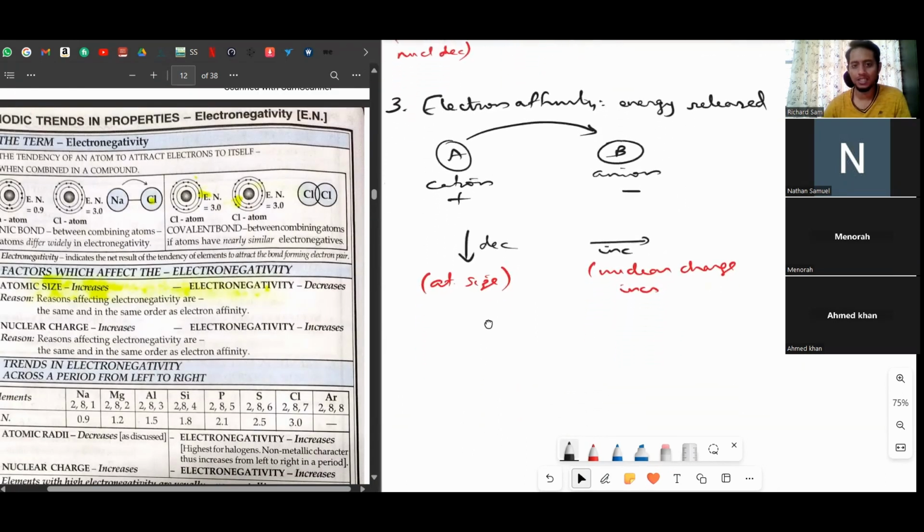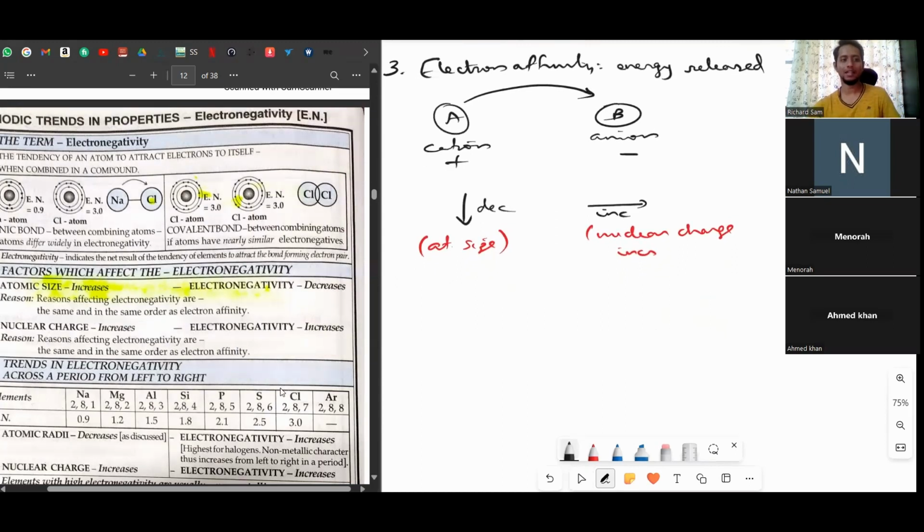Okay, we'll go to the next trend, that is electronegativity. Now this is not an amount of energy or anything. This is a tendency of an atom to attract electrons. That's all. What is electronegativity? Tendency of an atom to attract electrons. Now when an atom attracts electrons, what charge does the whole atom become? Negative. You see, that's where the word electronegativity comes from. It wants to be negative.